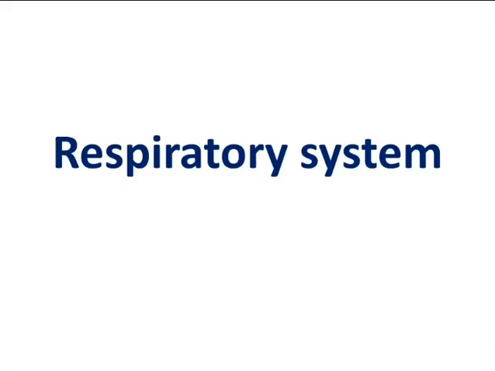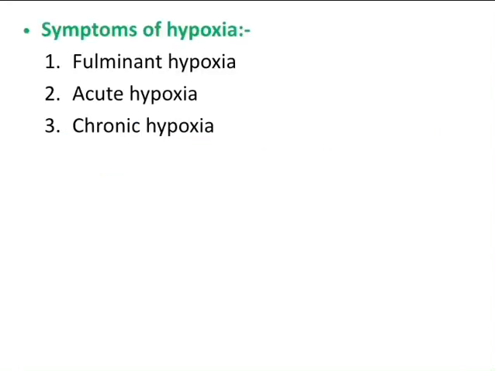Hello everyone. So today we are going to discuss the rest of hypoxia and some other applied aspects of respiratory physiology. In the last lecture we discussed types of hypoxia and the characteristics of the different types of hypoxia. Now today we are going to discuss symptoms of hypoxia. Based on symptoms, hypoxia is mainly divided into three types: fulminant, acute and chronic.